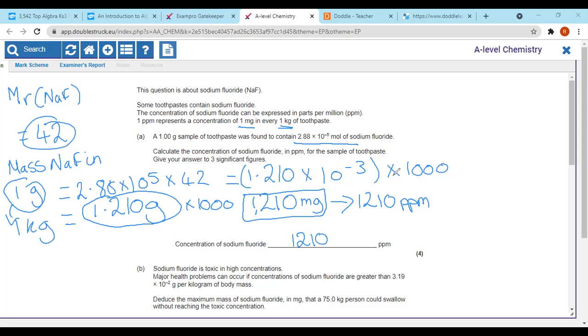1,210 parts per million. I'm just going to take a screenshot of that and save that.